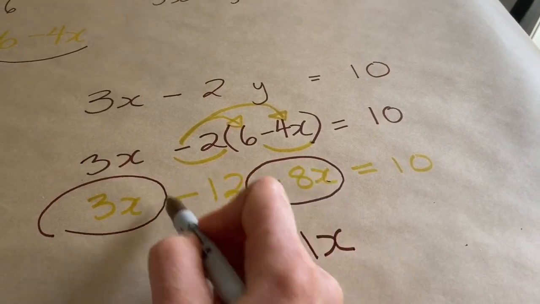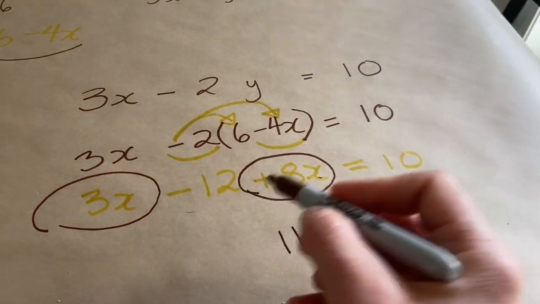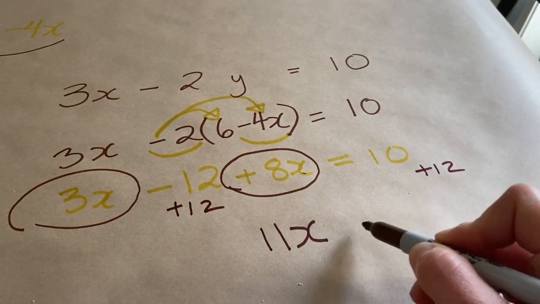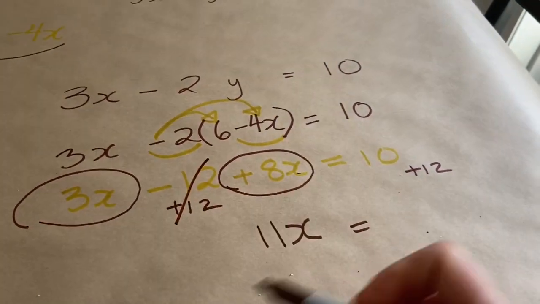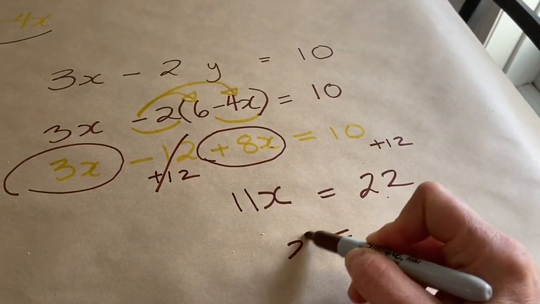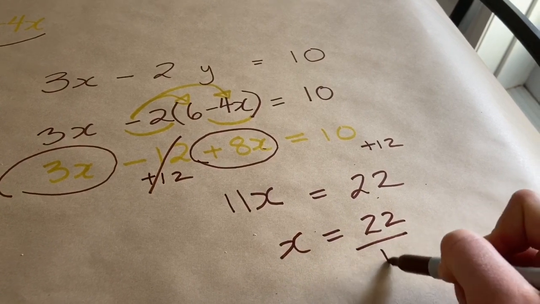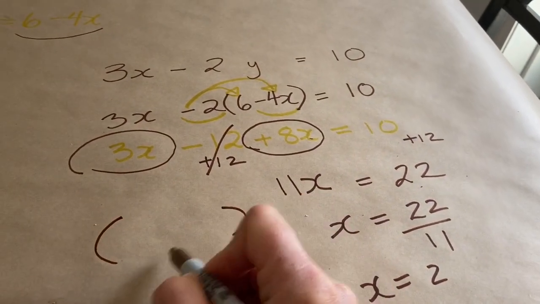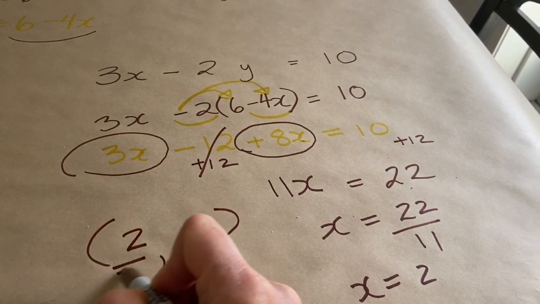And then I want to take this minus 12 and get rid of it and move it to the other side. So plus 12, these cancel out. And I have 10 plus 12 gives me 22. And that means that x is equal to 22 divided by 11. So that means for my intersection point, the x should be equal to 2.